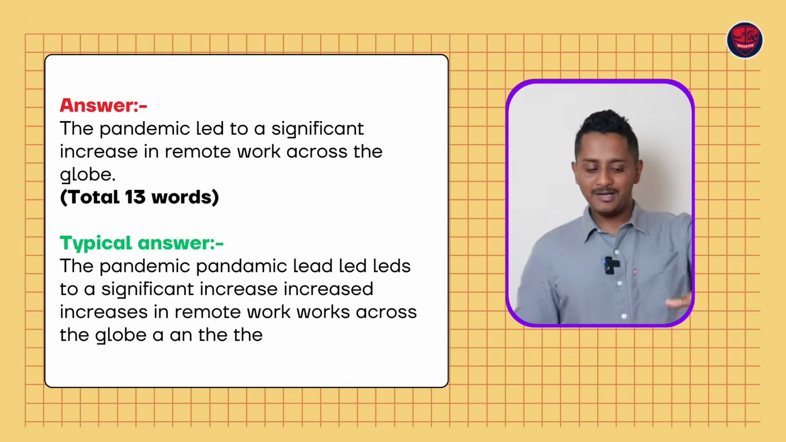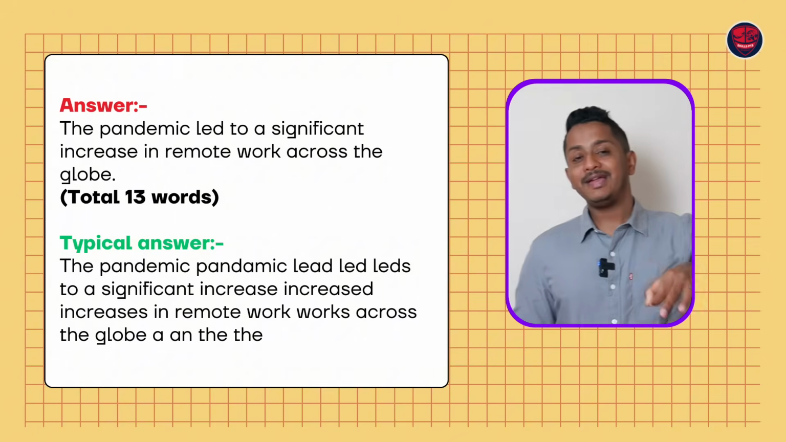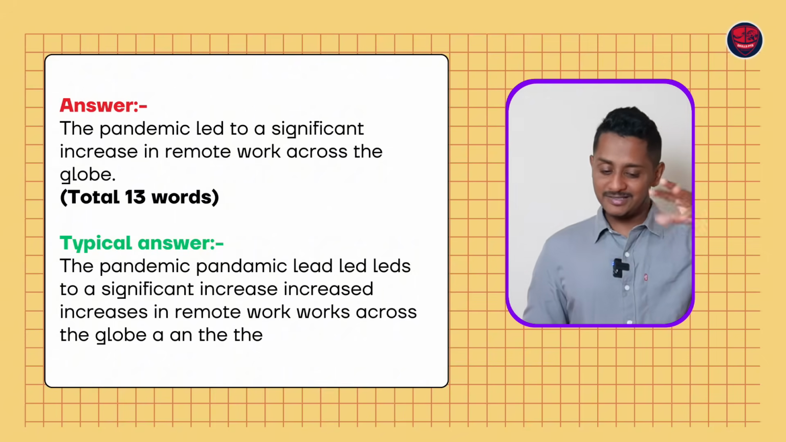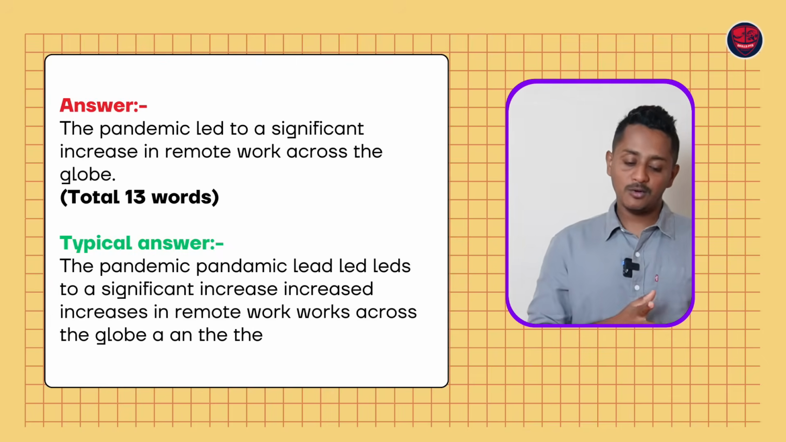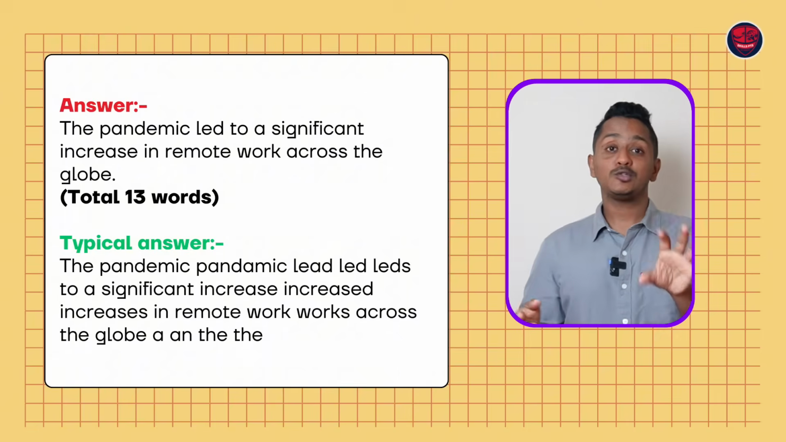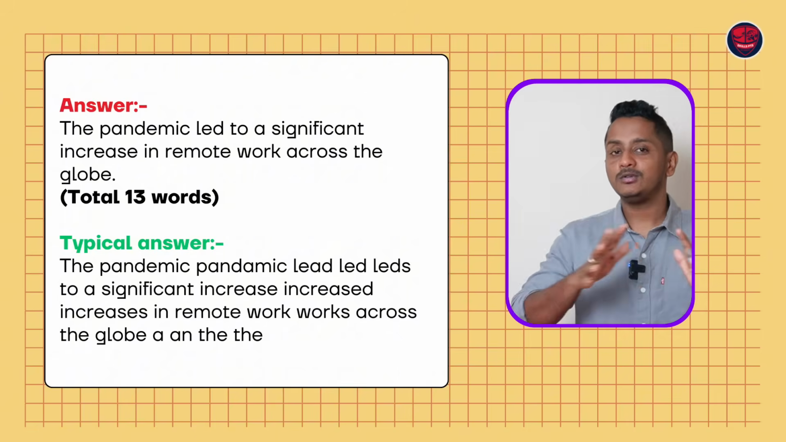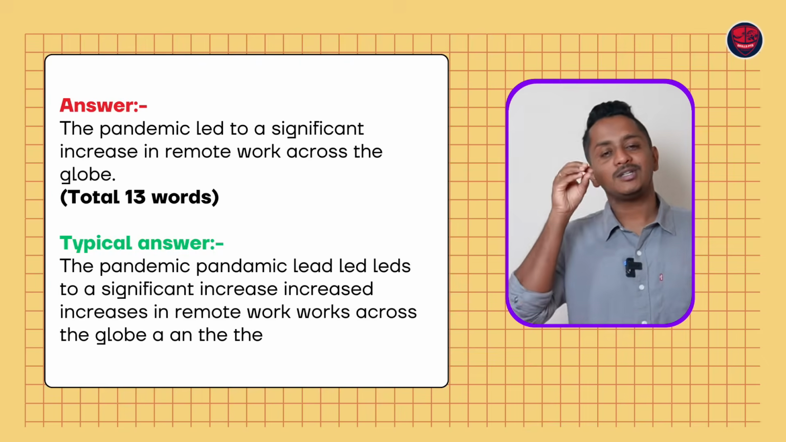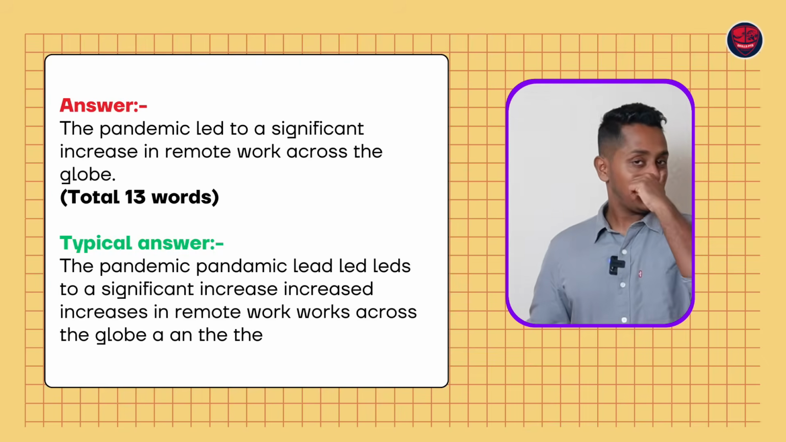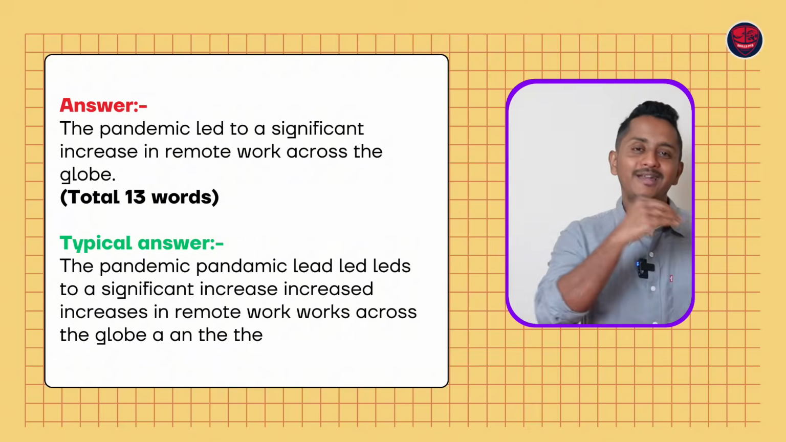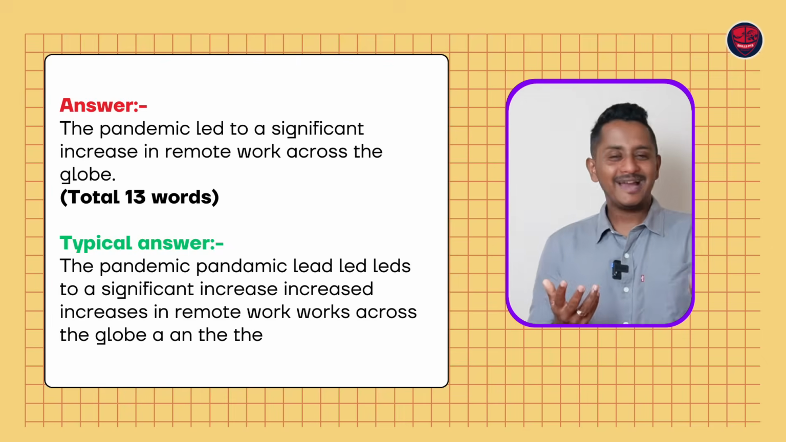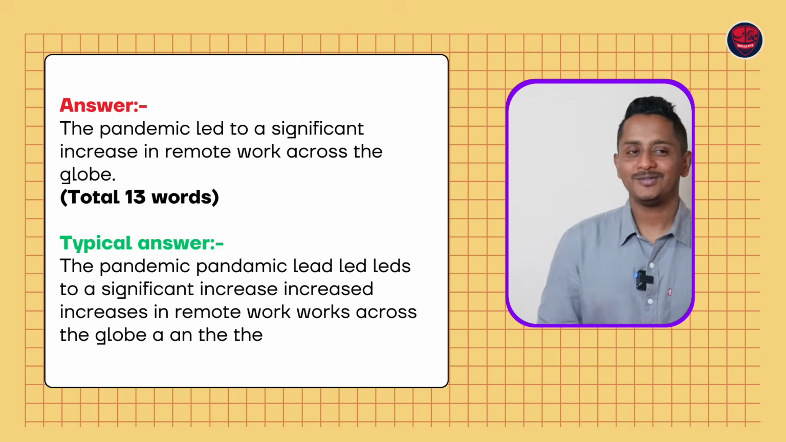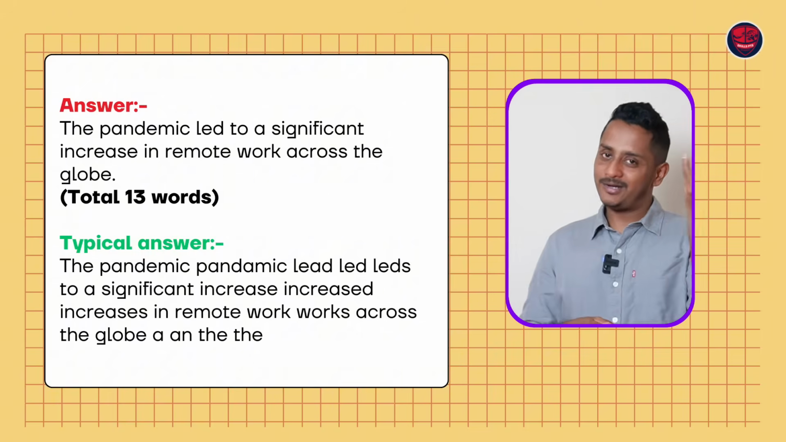So the below answer: "The pandemic," I have written two spellings, "led, lets," three spellings, "to a significant increases in remote works across the globe," with a and the other. This also will give you 13 out of 13. You can count on this. But remember, it's not just about adding. The first step is listen, understand and write. There if you falter, then adding extra words is not going to help you. So it's dependent on another skill called listening skill.